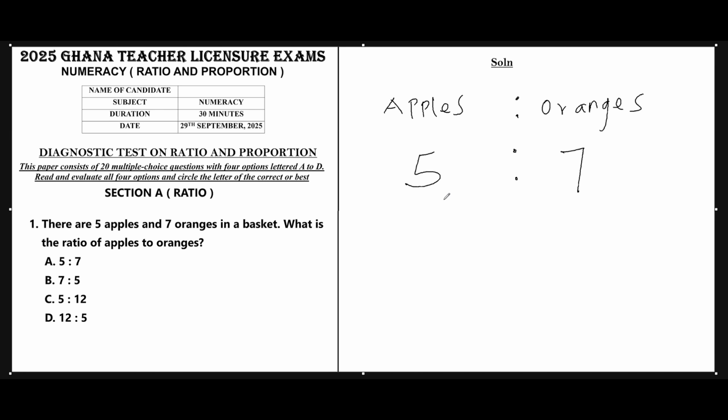So we have 5:7. That is the ratio of apples to oranges. The right answer is option A.